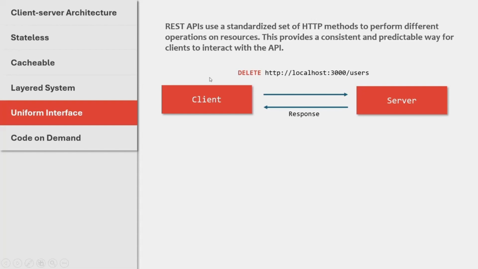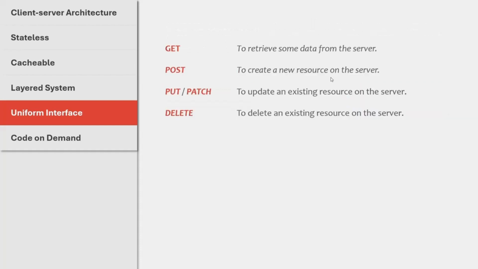So here we have a uniform resource, we have a uniform interface, but the HTTP method kept on changing based on what action we want to perform. And this is called the uniform interface principle. Now we have different types of HTTP methods or HTTP verbs. So for example, we have this GET, which is the most commonly used HTTP verb. And we use this GET HTTP verb to retrieve some data from the server.